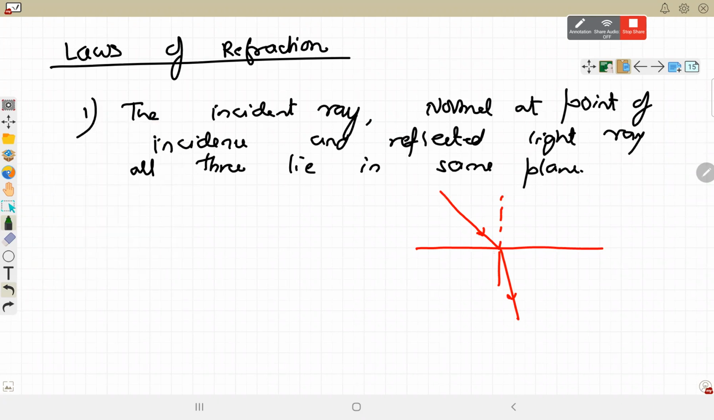Second law is called Snell's law of refraction. Snell's law is that the ratio of sine of angle of incidence to sine of angle of refraction is constant. If the first medium refractive index is mu1, second medium refractive index is mu2. Now, what is refractive index? That also we will define separately. But first, it is called Snell's law of refraction.